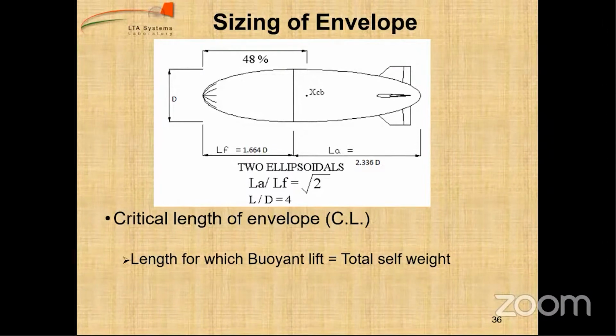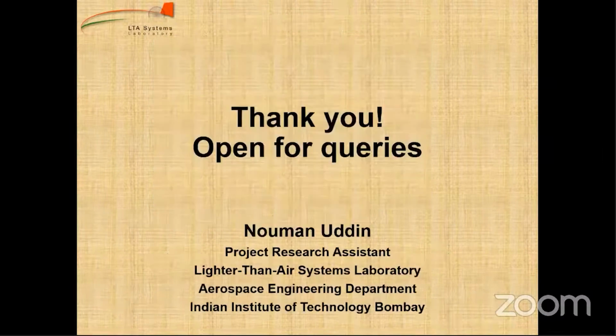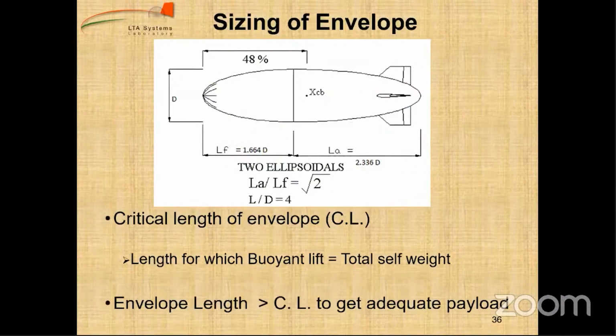Generally we cannot get a sufficient amount of lift at less than the critical length of the envelope. When we have a length less than the critical length, it will not be able to lift our payload up to the desired altitude. That's why the critical length of the envelope is very essential, very important. So the envelope length of the airship should be adequate, and it should be greater than the critical length to lift the adequate amount of payload.